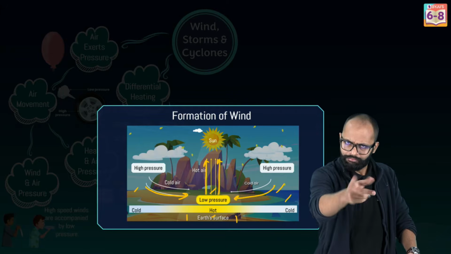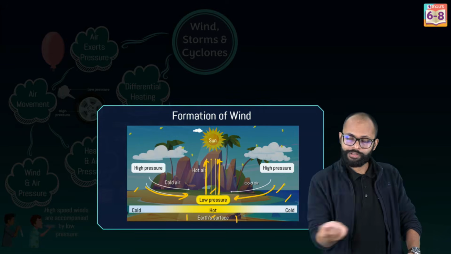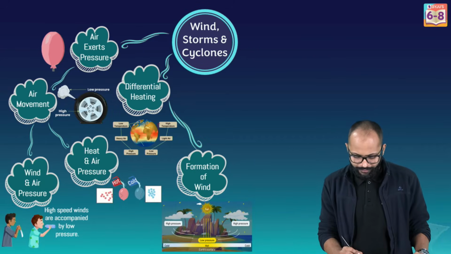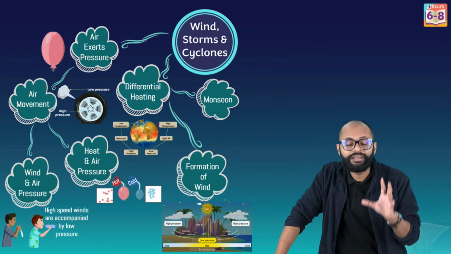यही तो wind है. सही बात है. Wind क्यों flow कर रहा है? Because from high pressure, air is moving towards the low pressure. Simple सी बात, right? Differential pressure की कहानी. So that's why we have formation of wind. Very good. So this is how wind flows.